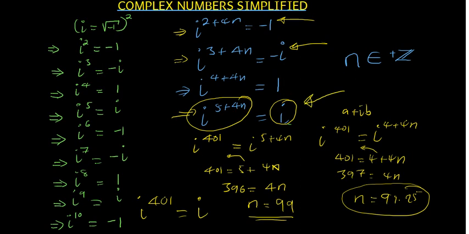And so we have written it in the form a plus ib, where we don't have a. That means a is 0. So you can also write i to the power 401 as 0 plus i. But we just write it as i because 0 is really not changing anything. So you can get the value of any power using this simple way.